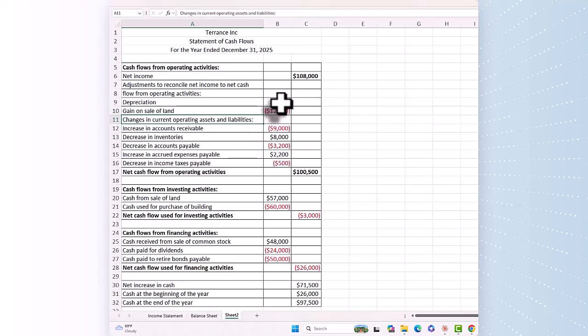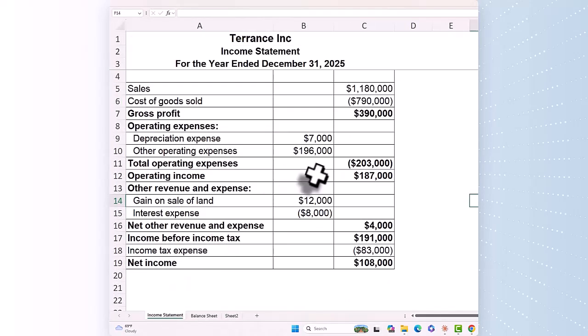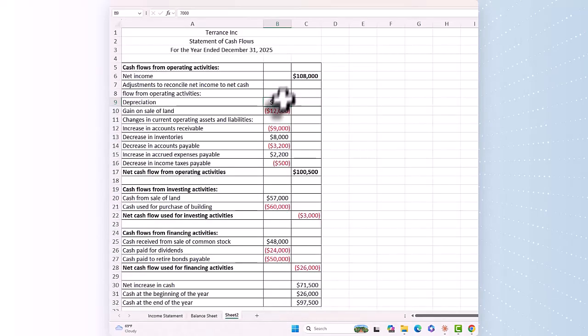So let's just start with the depreciation. We said depreciation was not a cash expense, but here we have subtracted $7,000 as part of this net income. Because it wasn't a cash expense, we need to add that back to our net income. So we are reducing our expenses. Our expenses are lower, which means our net income is higher. This gain on sale of land, we said, ended up being counted as part of our revenue. We need to take that amount off.